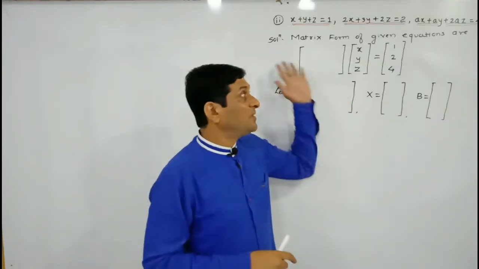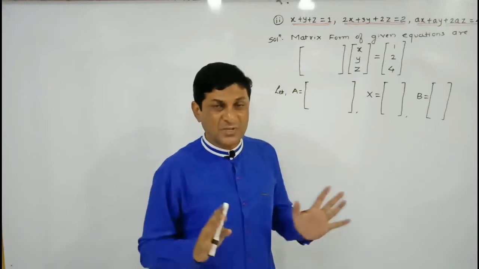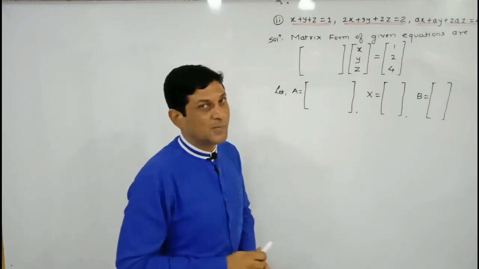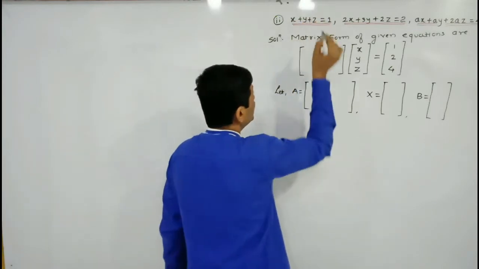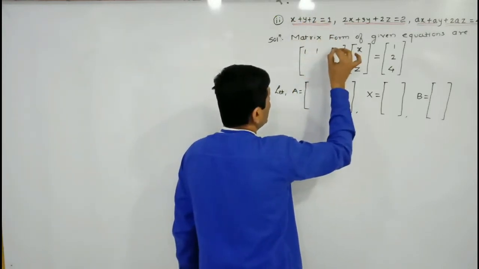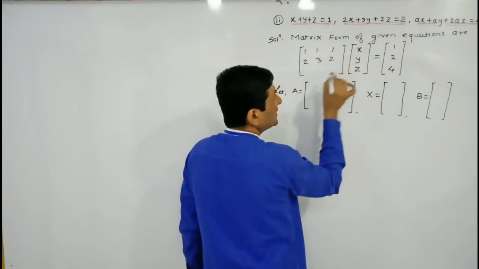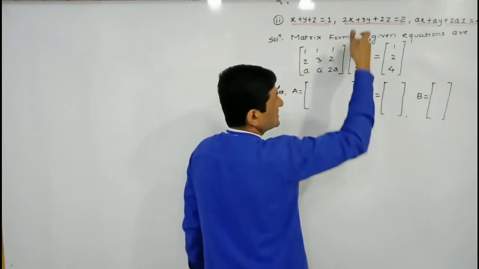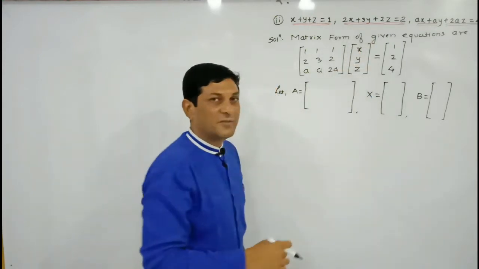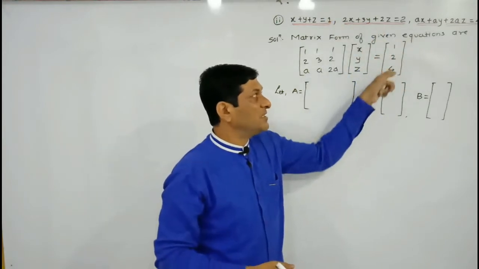Now see question number 2. In this case, 3 equations are given to us, 3 linear equations with 3 variables. So first we convert these equations into matrix form. The matrix form of the given equations is: collect the coefficients of x, y, z in the first equation, which are 1, 1, 1. In the second equation, 2, 3, 2. In the third equation, a, 2a. In the second matrix, we collect the variables, and on this side we collect the constant terms.